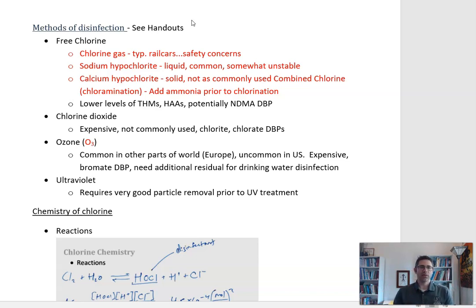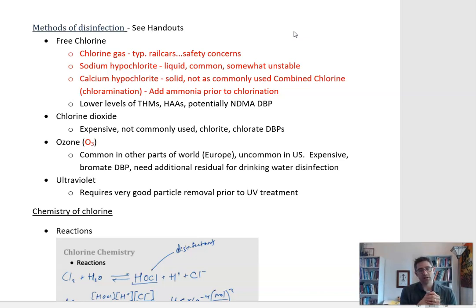Well, we've got free chlorine, which can be added in 3 different ways: chlorine gas, chlorine liquid, or chlorine solid. Chlorine gas, Cl2, has typically been added in the past in the form of chlorine from rail cars. This was more common a longer time ago, becoming less and less common. In fact, almost all facilities have phased this out completely.